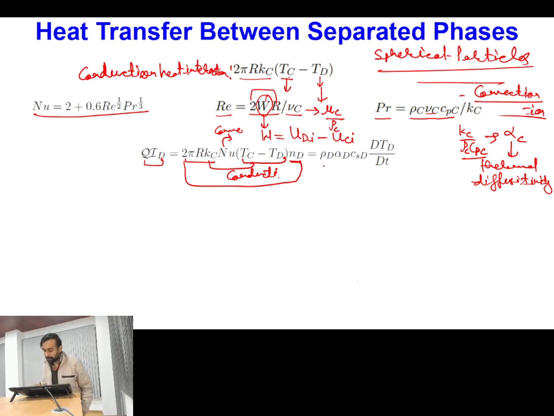And this must be equal to rate of change of temperature of the particle. So rate of change of temperature, so density of dispersed phase particle multiplied by alpha d and its specific heat, okay, into total time rate of change of the temperature of the dispersed phase. Is this point clear?